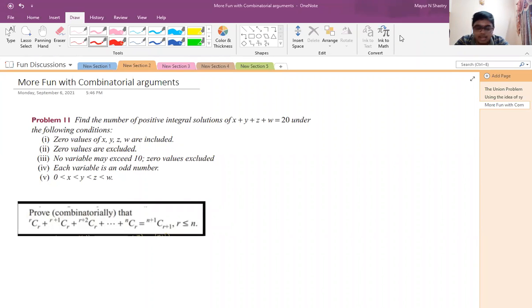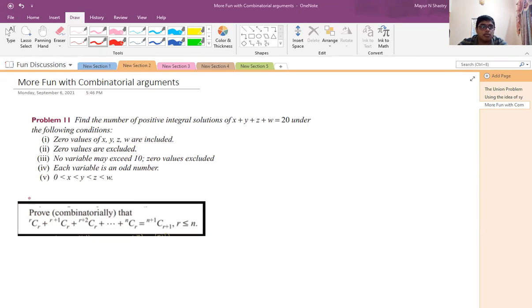Hey everyone, I'm back with another fun discussion, and this time it's more fun with combinatorial arguments. So, here is a problem. It says: find the number of positive integral solutions of x plus y plus z plus w equals 20 under the following conditions. Five conditions have been given, and all of them are separate cases, and we need to do it like that.